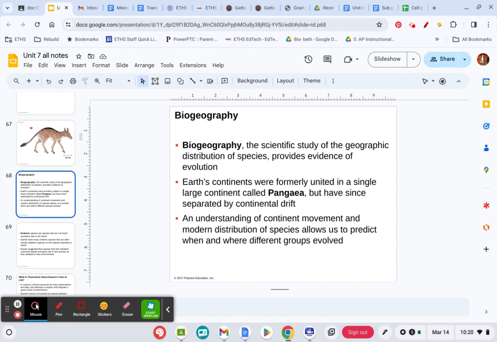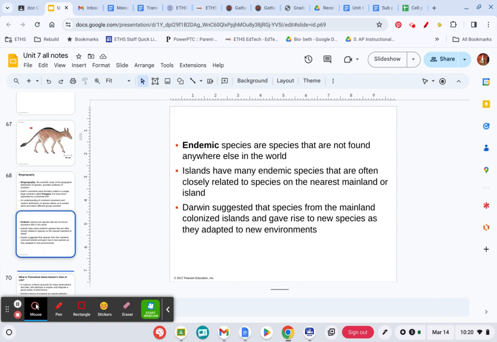And you can also see that the species that are on those coasts are pretty similar. I mean, they're obviously very different than they used to be, but they look like they came from the same ancestor. An endemic species is a species that's not found anywhere else in the world, and you usually find those on islands because they're islands, they're isolated. It's not easy for something to move from one location to the next.